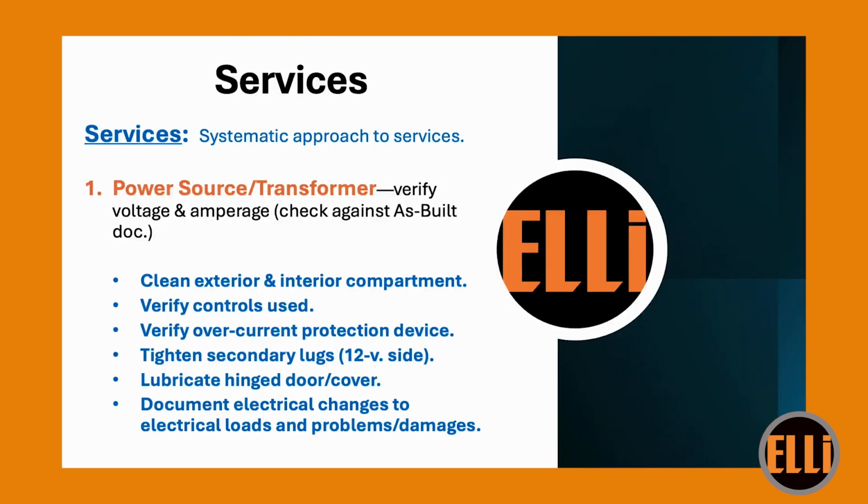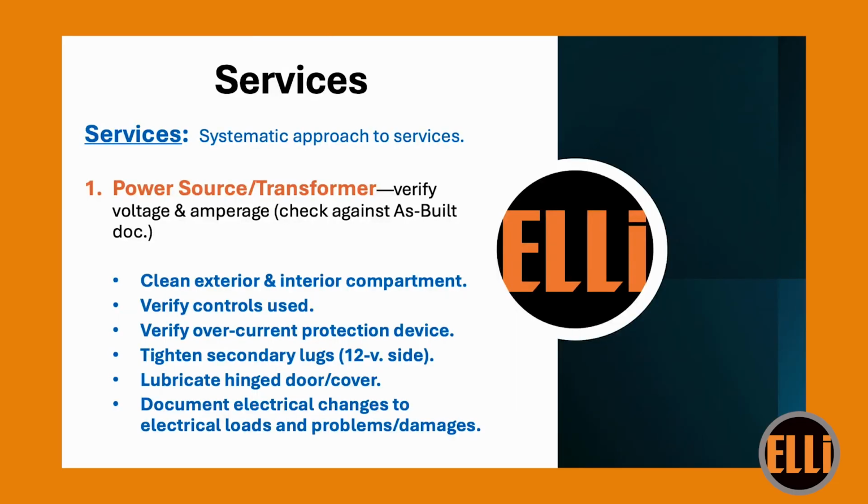The other thing that you want to verify is the overcurrent protection device, which is your thermal resettable breaker that's inside the transformer, or a fuse stat that's used, okay, replaceable fuse. Make sure that those haven't tripped or haven't blown out, so then that way, the system's still functioning like it should be. The next thing is to tighten the secondary lugs.